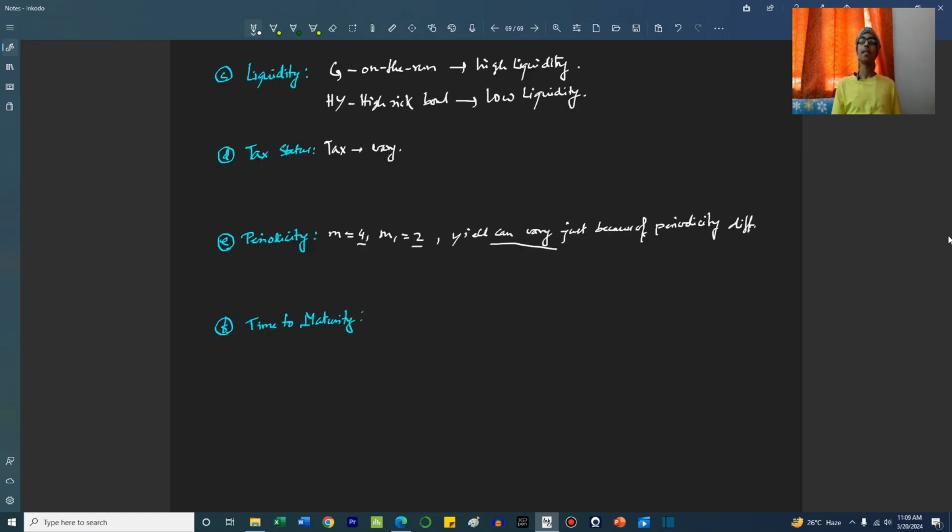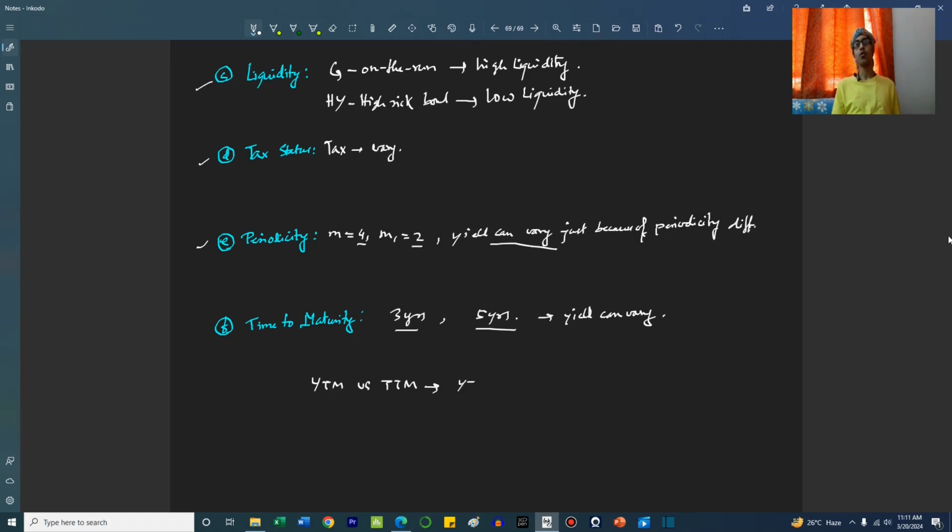Let's say a bond has 3 years to maturity and another bond has 5 years to maturity. Now, even if the periodicity, tax status, liquidity, credit risk, currency, every other factor is identical, just because of this one factor, that one bond is maturing in 3 years and the other bond is maturing in 5 years, there will be differences in yield. Now, the yield to maturity versus the time to maturity curve is a matter of study.